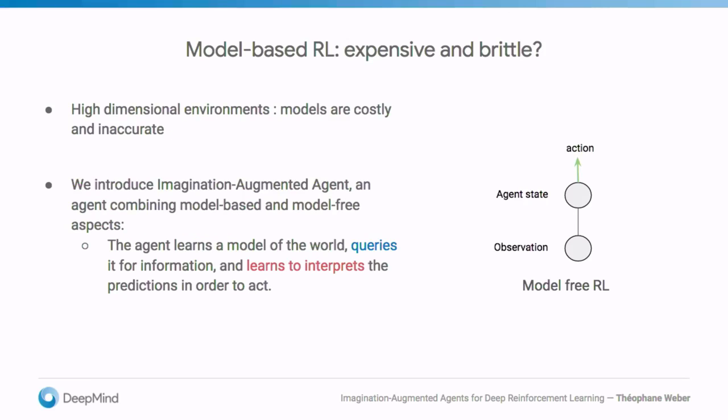In practice, however, model-based RL has been hard to scale up. It's hard to apply to a high-dimensional environment. One of the reasons is that training environment models and using them is both costly and inaccurate. It's costly because environments are very complex and predicting absolutely everything is very difficult.